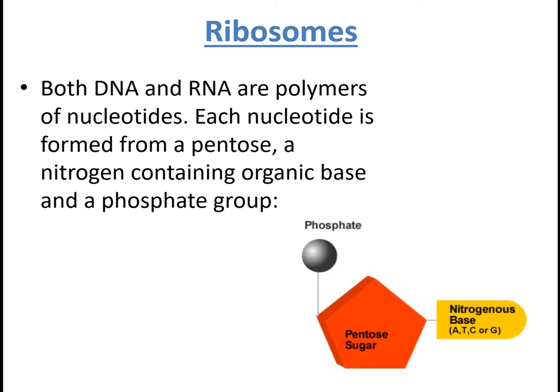And both DNA and RNA are polymers of nucleotides. So each nucleotide is formed from a pentose, a nitrogen-containing organic base, and a phosphate group. So they all contain those three components: phosphate group, a pentose sugar, and nitrogenous base.